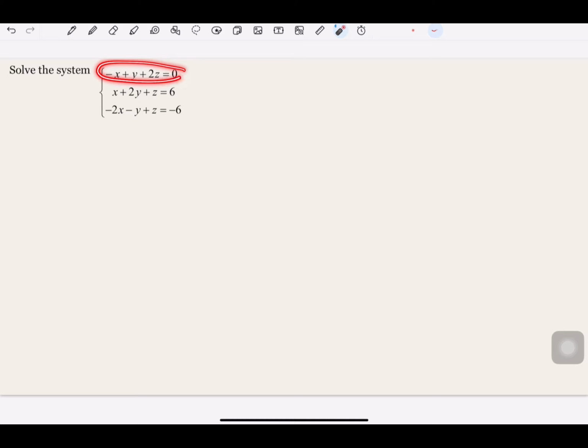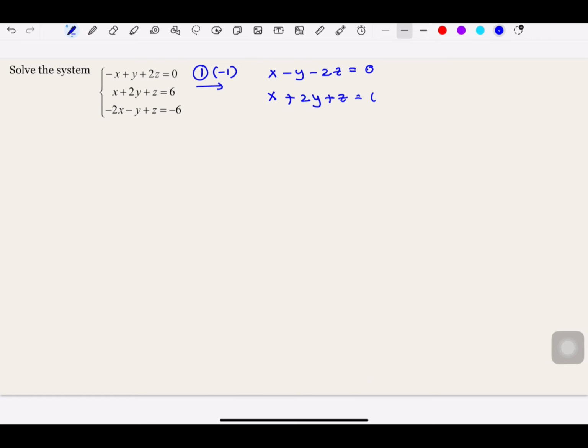What I can do is make the coefficient of x positive just by multiplying each term of this equation by -1. So let me do that. I'm going to multiply the first equation by -1. So it's going to be x - y - 2z = 0. Second equation, it's going to be x + 2y + z = 6. Third equation, -2x - 2y + z = -6.